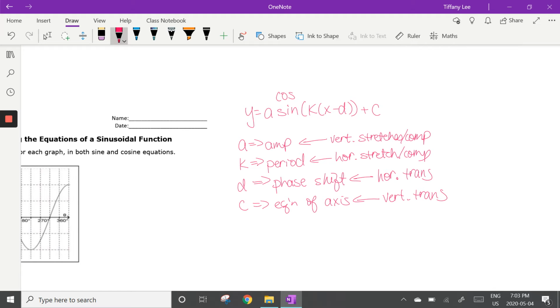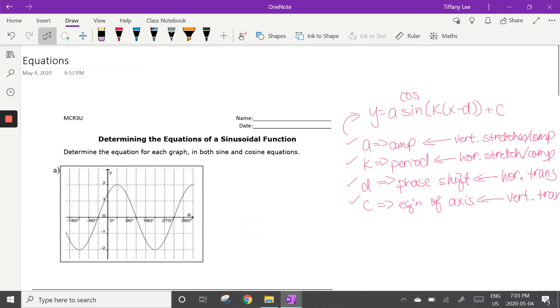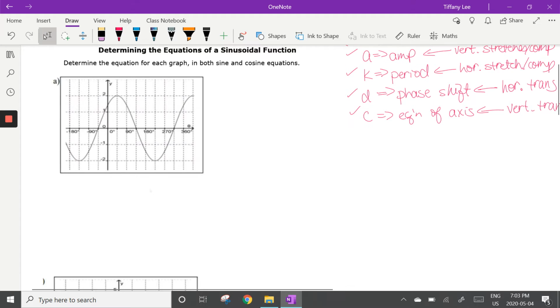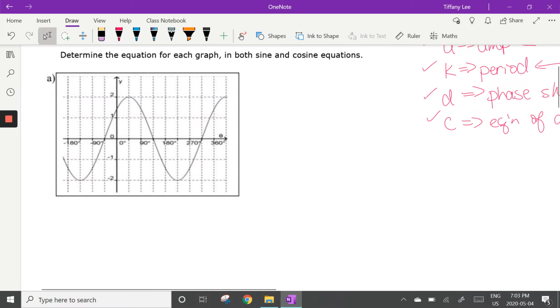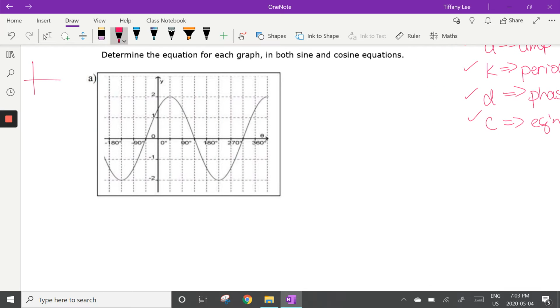Okay, so in order to come up with our equation for these graphs, we need to determine each and every one of these things, and then basically just plug them into our equation. All right, so let's take a look at this example here. We're going to determine our sine equation first. With sine, remember, we start from 0, 0, and then we go up and down and then come back. That's for sine. So look at your graph and find this sine pattern.